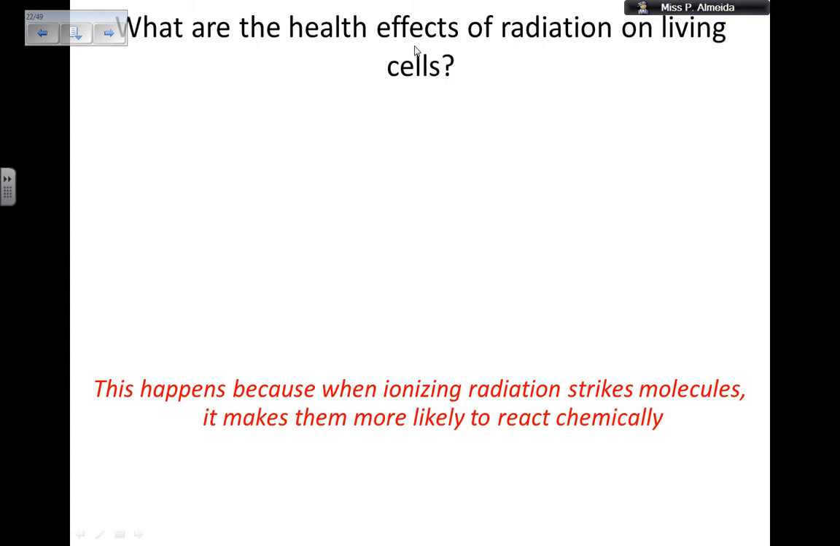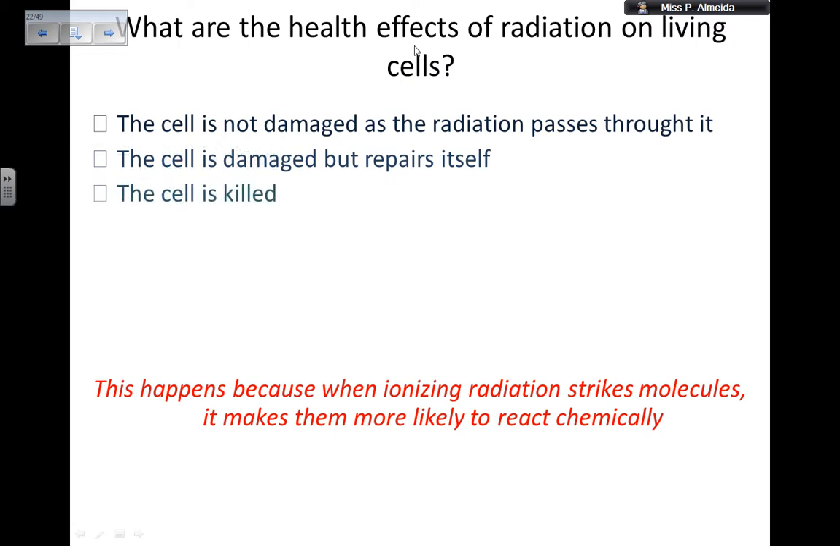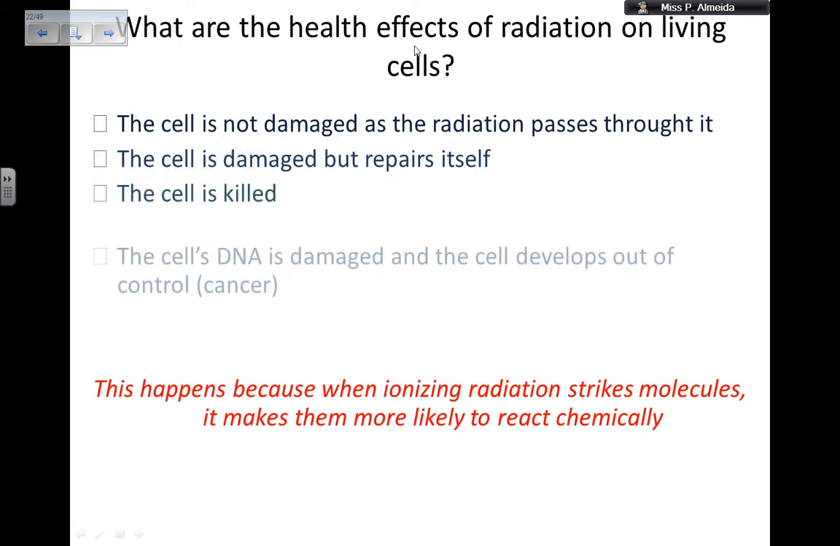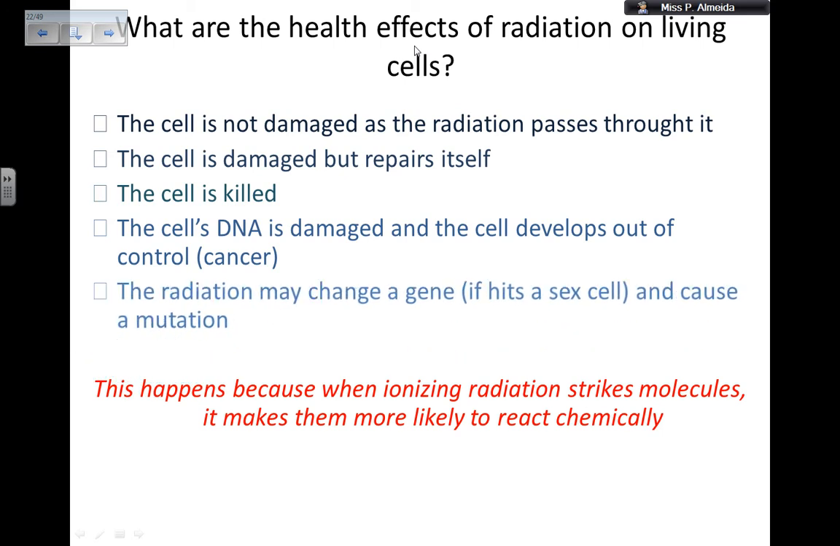So what are the health effects that radiation on living cells has? The cell is not damaged as the radiation passes through it, or the cell is damaged but repairs itself, or it could happen that the cell is killed. It could happen that the cell's DNA is damaged and the cell develops out of control, where you can bring out a cancer. More on that in a video. The radiation may change a gene if it is a sex cell and cause a mutation. So all of these things can happen, okay?